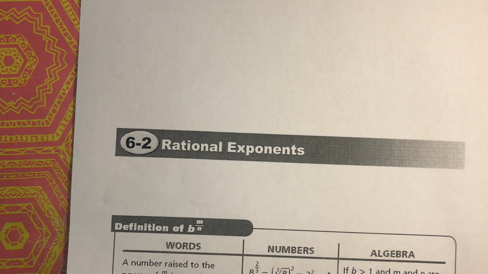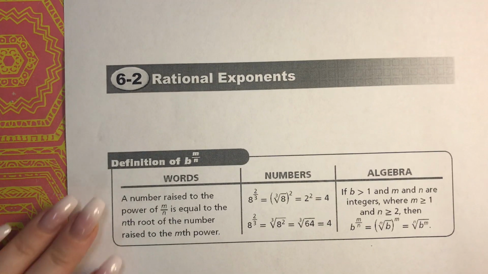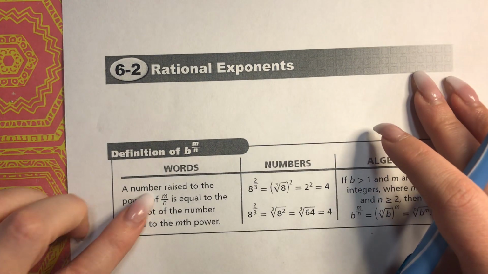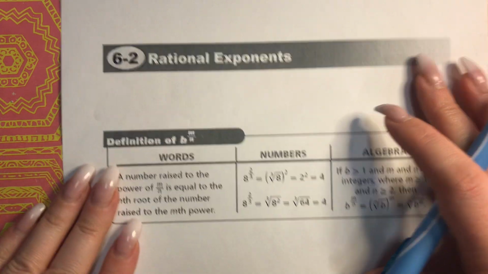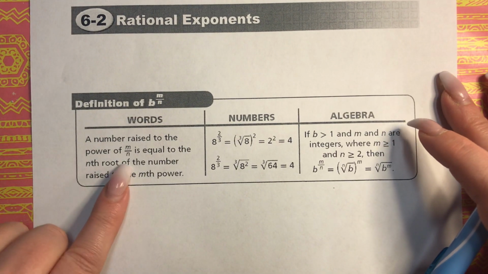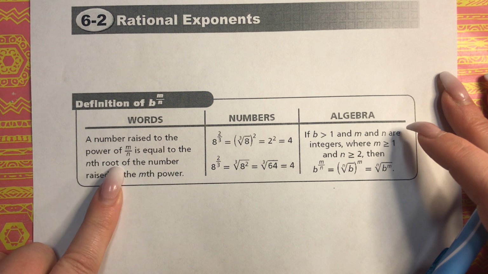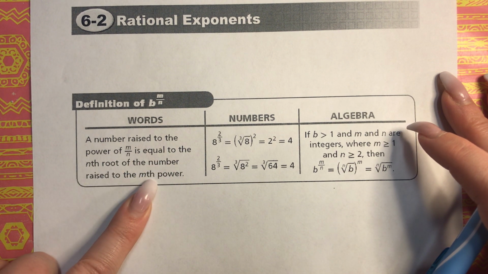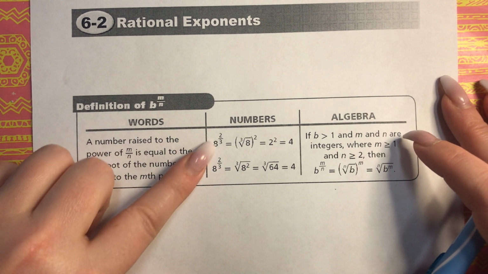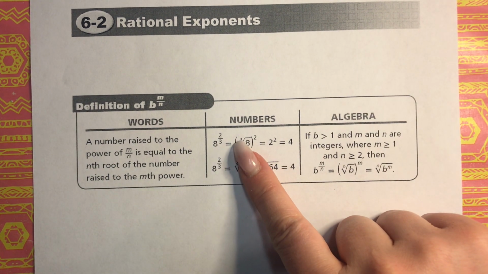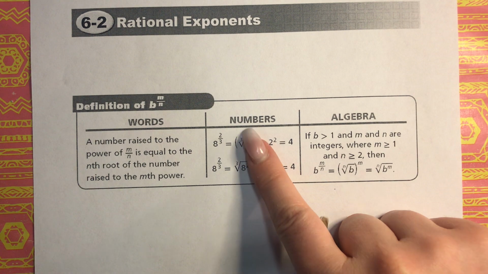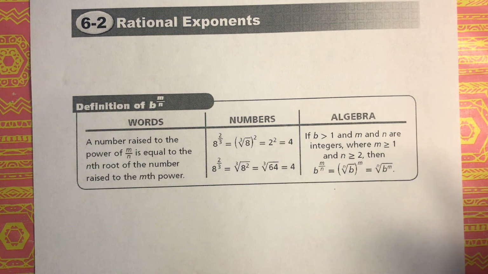So let's look at this first. It says a number raised to the power of m/n, right? So now m is a number and n is a number, and this is referring to the exponent. It is equal to the nth root of the number raised to the mth power. So if we have 8 to the 2/3 power, that is the same thing as the cube root of 8, and the whole thing is squared, right?